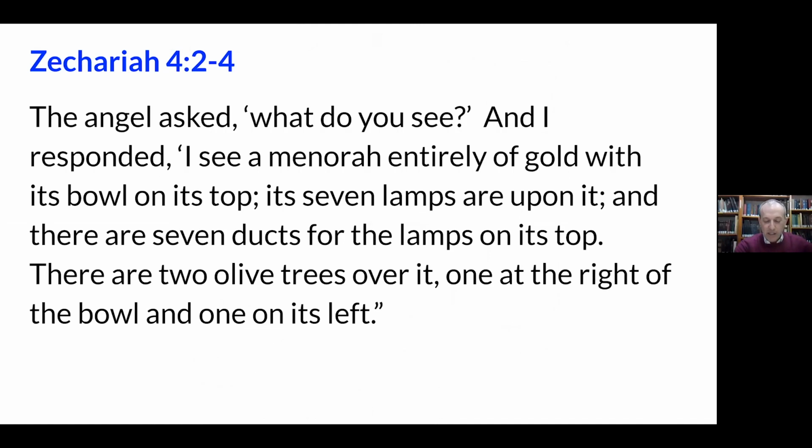One of the prominent sources that we have that deals with the significance of the menorah is found in the prophet Zechariah. And here Zechariah, the prophet, is approached by an angel who asks him, "What do you see?" And Zechariah responds, "I see a menorah entirely of gold with its bowl on its top. Its 7 lamps are upon it, and there are 7 ducts for the lamps on its top. There are 2 olive trees over it, one at the right of the bowl and one on its left." Okay, somewhat challenging for us to visualize this.